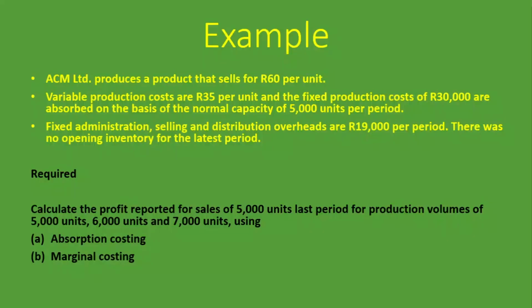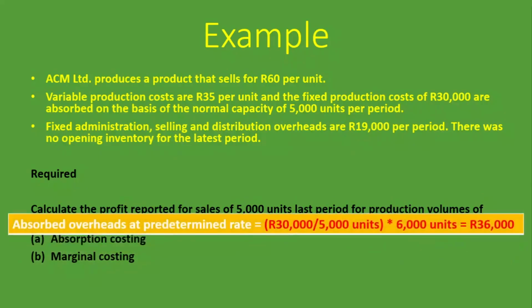Well, let's look at that. First, here we are told that the fixed production costs are absorbed on the basis of normal capacity of 5,000 units per period. But remember, we produced 6,000 units. So what do we do? The absorbed overheads at the predetermined rate, which is 30,000 rand, the fixed production cost, divided by the 5,000 units, which is the normal capacity, and we multiply that by 6,000 units which we produced during this period. We get a total of 36,000 rand.